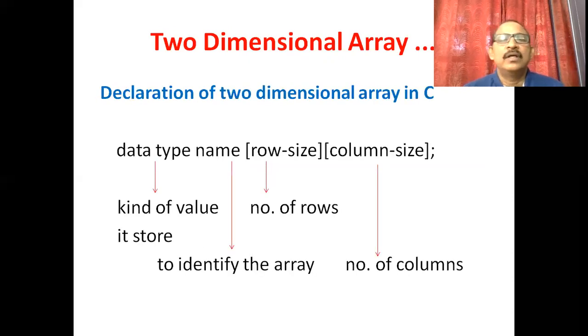Now, how will you declare the two-dimensional array in the C language? First, we define the data type. Next is the name of the array, followed by square brackets with the row size, followed by the column size. The data type indicates the kind of value the array stores, the name identifies the array, the row size is the number of rows, and the column size is the number of columns.